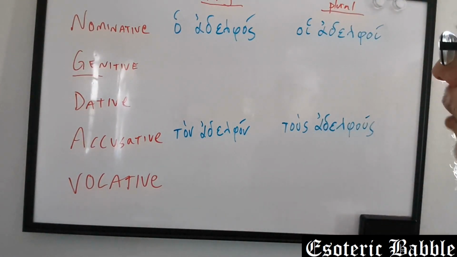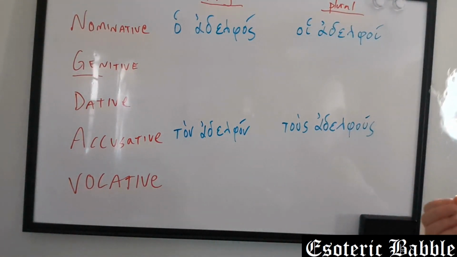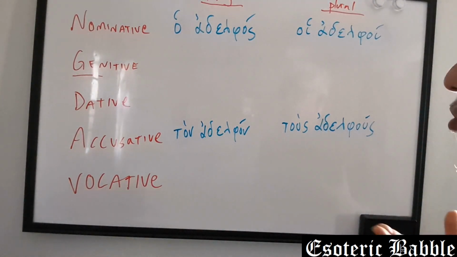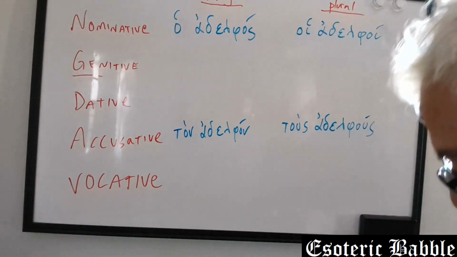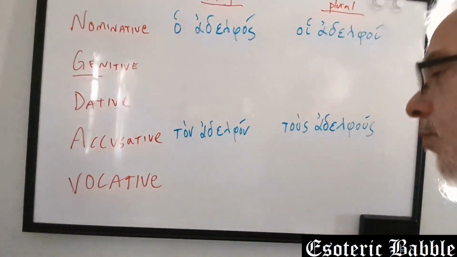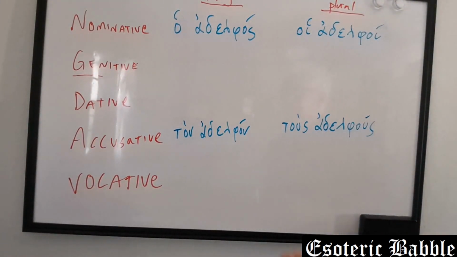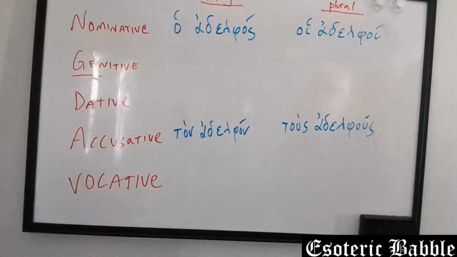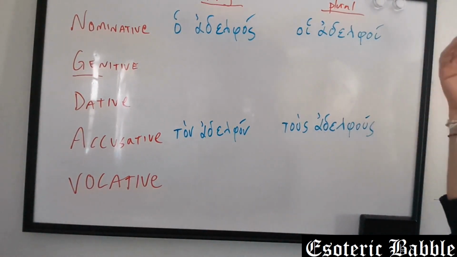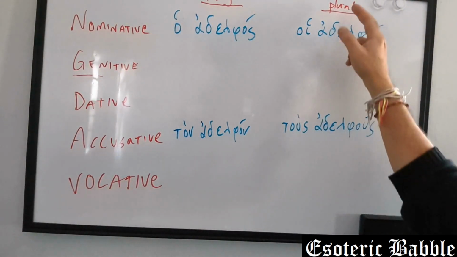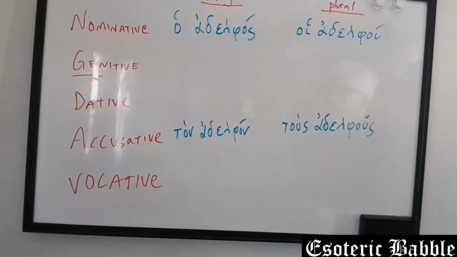These words are all masculine. Greek has three grammatical genders: masculine, feminine, and neuter. These are all masculine. So if you were to see this form of the word, you would typically say this is masculine, accusative, singular. This form, masculine, nominative, plural. That's kind of all there is to that.